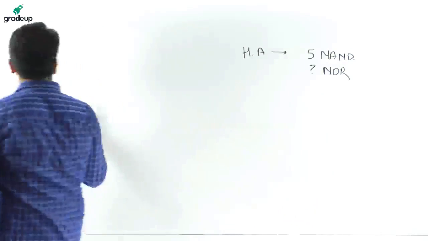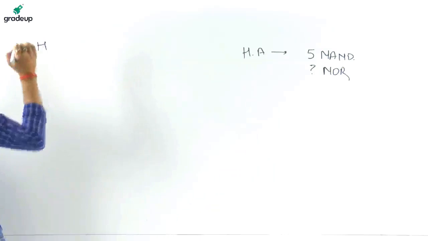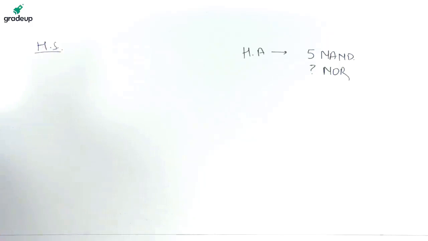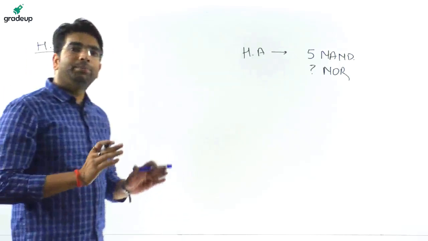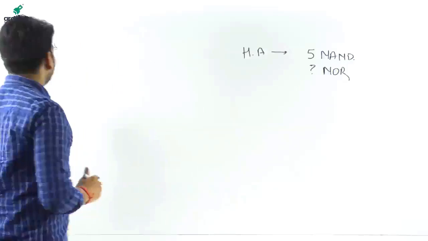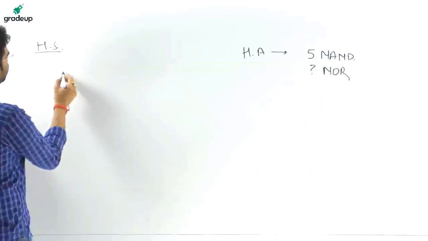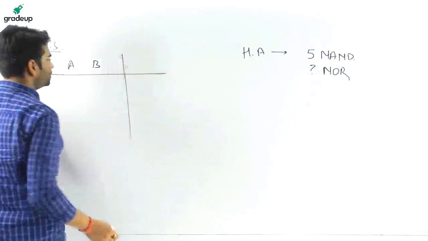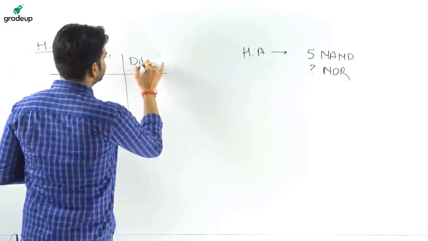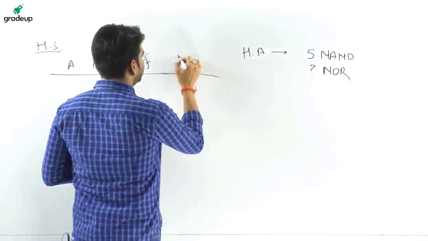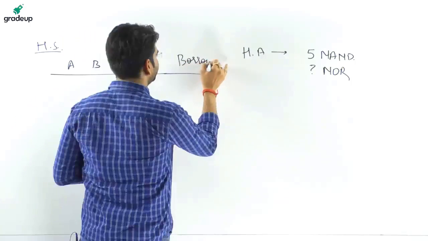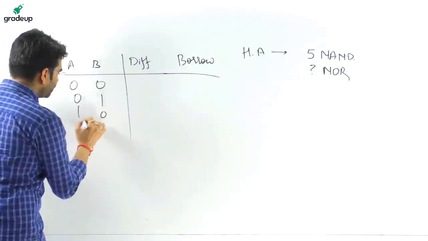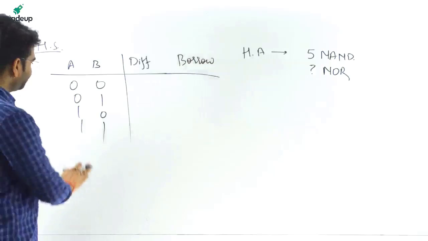Now half subtractor. A half subtractor circuit, what it does, दो inputs हैं, उनको subtract करेगी, and we will be getting the output as difference and borrow. A, B, take it as the inputs, difference and borrow. 0, 0, 0, 1, 1, 0, 1, 1 will be the inputs.